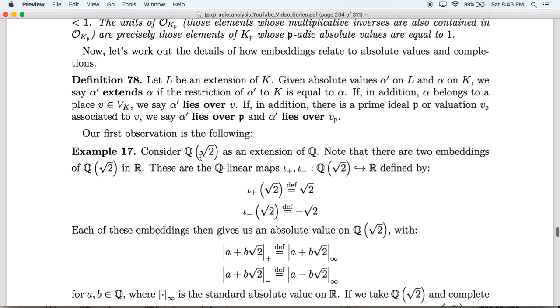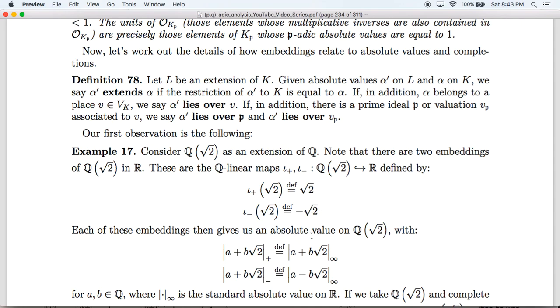Let's consider Q adjoin root 2 as an extension of Q. Then there are two embeddings of Q root 2 in R. These correspond to the two possible choices of our favorite root of 2. These are both Q-linear maps, and one of them is characterized by the fact that it sends root 2 to root 2, and the other sends root 2 to negative root 2.